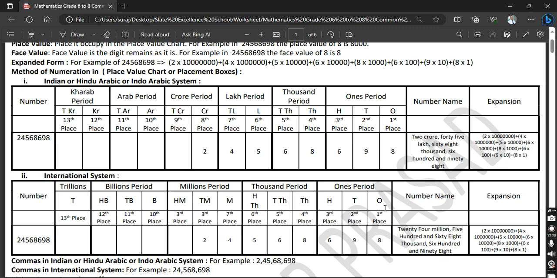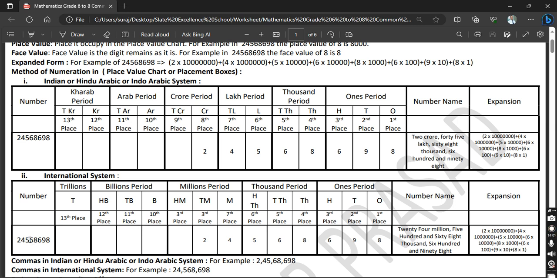Let us recall again that the international system goes ones, tens, hundreds, thousand, ten thousand, hundred thousand, million, ten million, hundred million, billion, ten billion, hundred billion. After that, trillion, and trillion also does not stop. We can go up to ten trillion, hundred trillion, and so on.